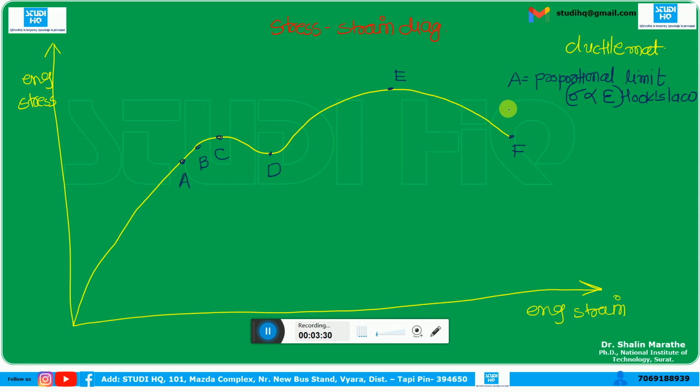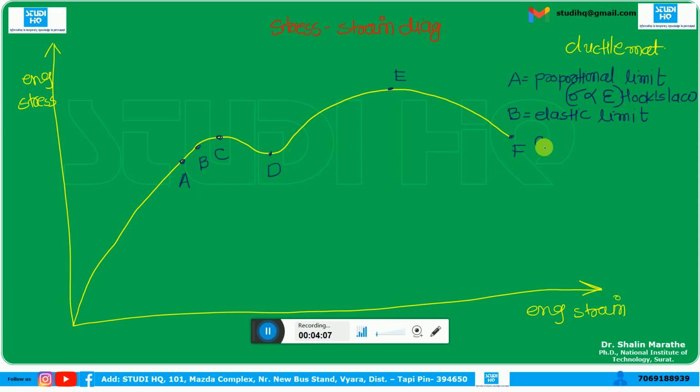Point number B is known as the elastic limit. Why is it known as the elastic limit? Because if we load the material up to point B, the material will be able to regain its shape and size. Okay, so a material loaded within the elastic limit will be able to regain its shape and size, and that's why it is known as the elastic limit point.